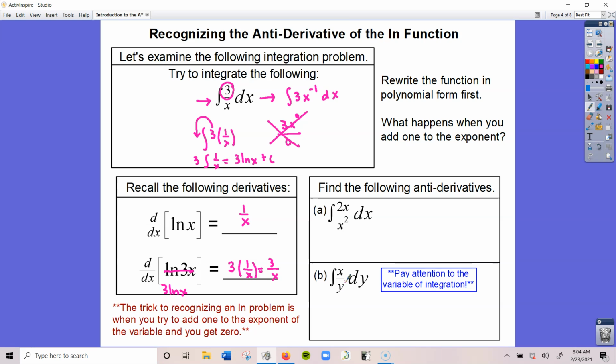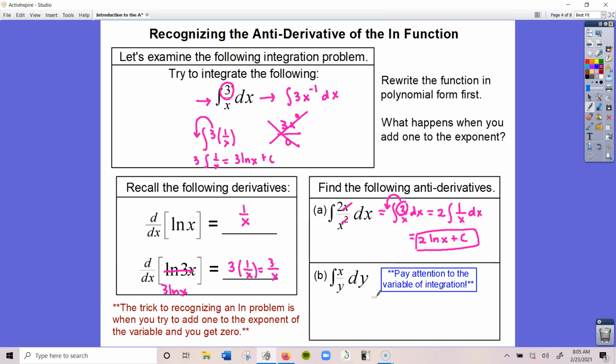So let's try with these examples here. We have 2x over x squared, which can be simplified to 2 over x dx, since a pair of those x's would cancel out. Now this 2 is a coefficient, so we can move it to the front. So this is the same as saying 2 times the integral of 1 over x dx. Again, you have to be able to recognize that this is the ln function. So this is 2 ln of x plus c.